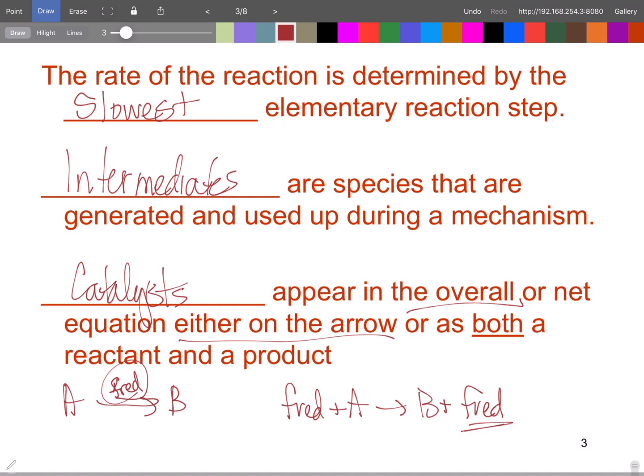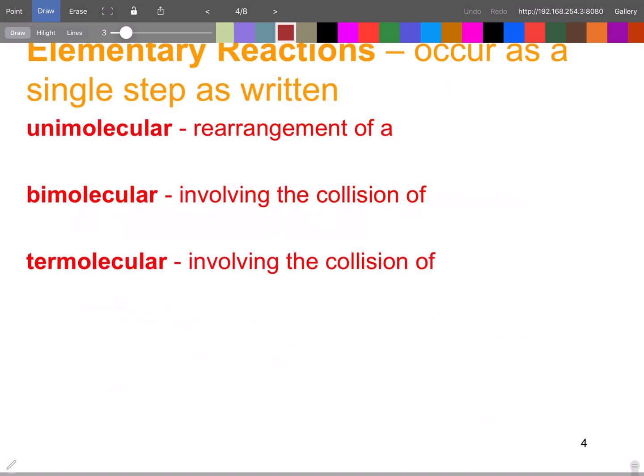Okay? So when you actually talk about these elementary steps, then you've got to talk about how many you have. Unimolecular, like a unicycle, is one. So it is the rearrangement of a single molecule. And it's actually a very common reaction in organic, etc. Bimolecular involves the collision of two particles. This would be like in acid base where your acid hits the base, ionic, they're fast, etc.